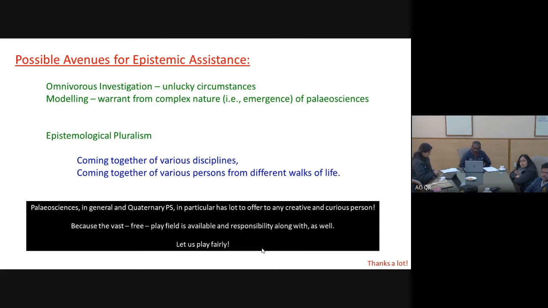They have a lot to offer any creative and curious person, because vastness and a free play field are available, since multiple working hypotheses have to be constructed to pinpoint a particular hypothesis. So we have freedom to play, and vastness as well. And at the same time, if we approach with responsibility, we can play fairly. Thanks a lot. Thank you.